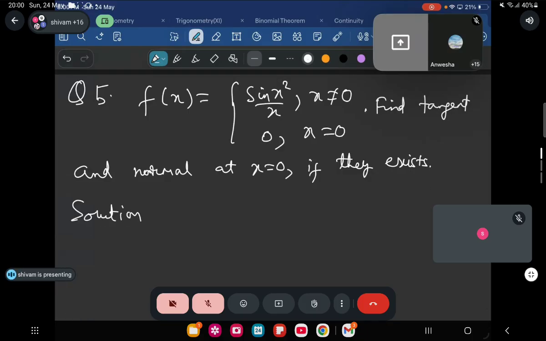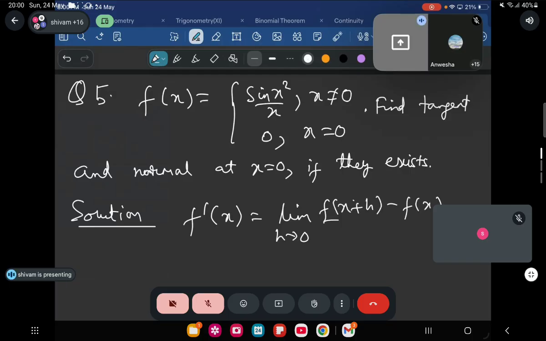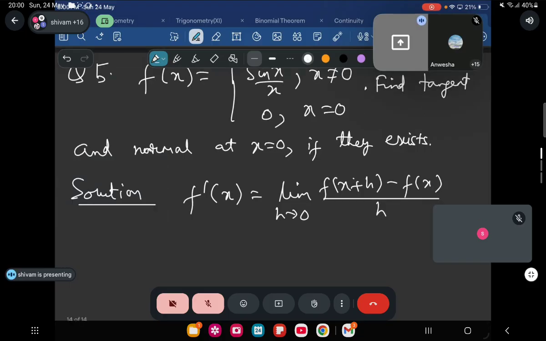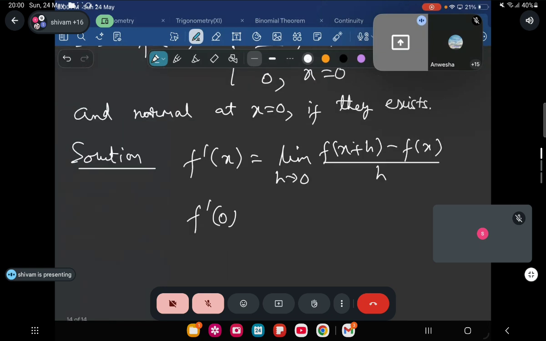Next. So over here, what is f dash x? f dash x will be equal to limit h tends to 0, f of x plus h minus f of x divided by h. And we have to find it at 0, right? So f dash at 0 will be equal to, see, the more you write down these formulas, it will be there in your head. f dash at 0 will be equal to limit h tends to 0, f of 0 plus h, that means f of h, minus f of 0 upon h.